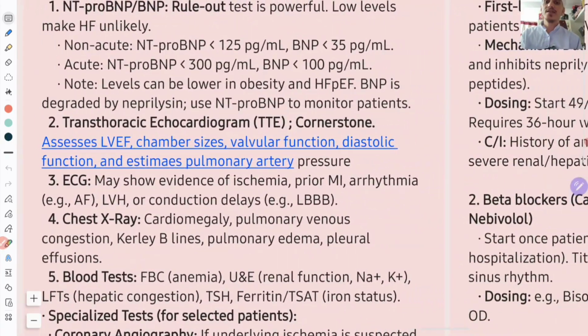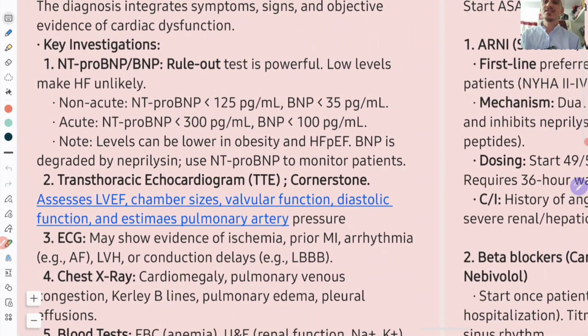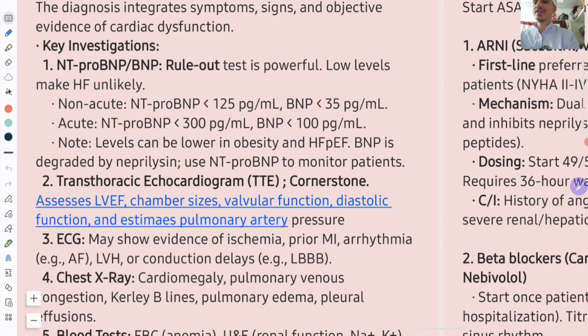So diagnosis, as you all know. Diagnostic criteria: first, signs and symptoms; second, objective evidence of structural heart disease. So symptoms and signs are the first line. The first line investigations are NT-proBNP, transthoracic echocardiogram, ECG, and chest X-ray. NT-proBNP is a powerful test to rule out heart failure.